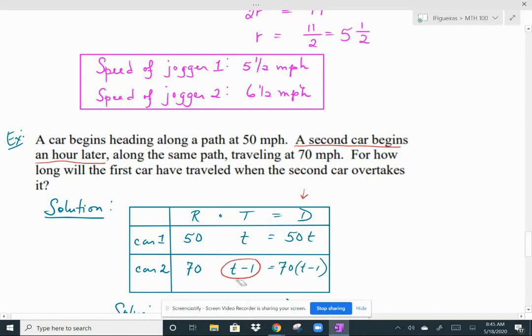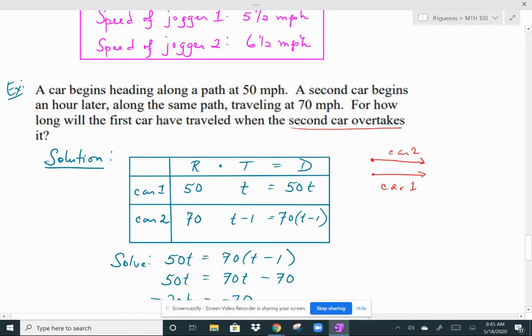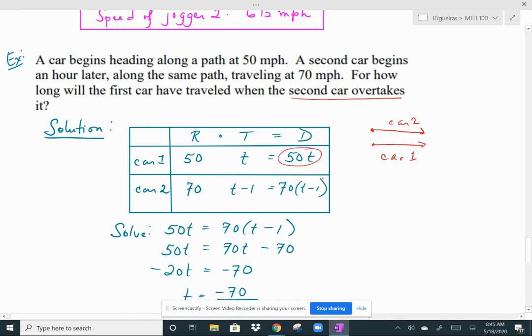So now the question is, what is the equation? It's different than my first example. I don't know how far apart they are because they're going in the same direction. When they say the second car overtakes the first car, that means it catches up to it. So if car 1 is moving along this way and car 2 starts an hour later and he's faster, eventually he catches up. When he overtakes car 1, that means that they have traveled the same distance. So our equation is the distance of car 1 equal to the distance of car 2, which is the equation we have right here.